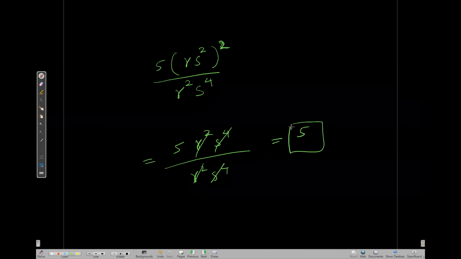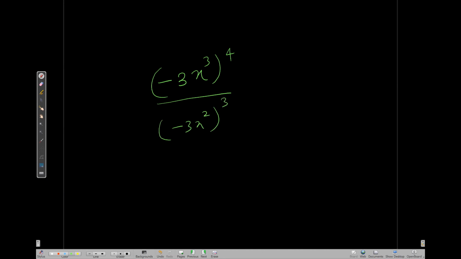And how about this example? Negative 3 x to the 4, divided by negative 3 x squared to the third. Now you have to be very careful here. Negative 3. Now you can treat the denominator as 2 numbers or 3 numbers.